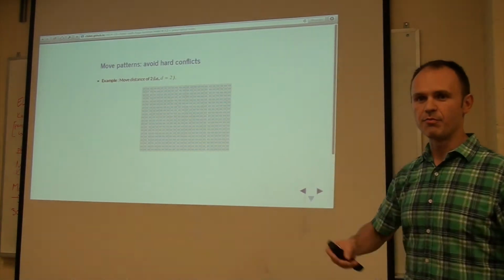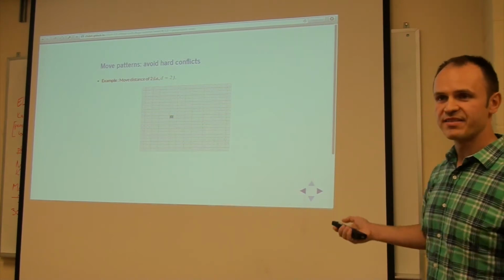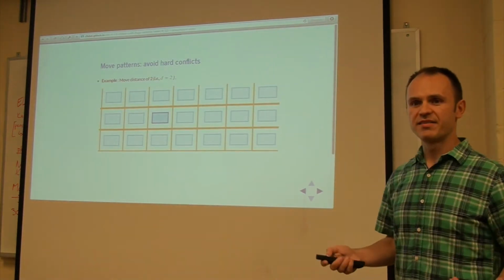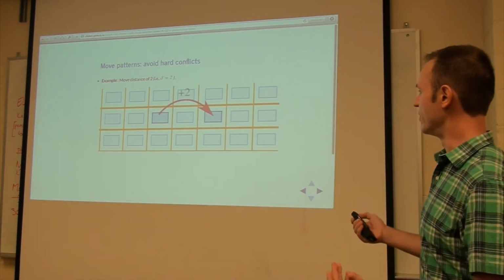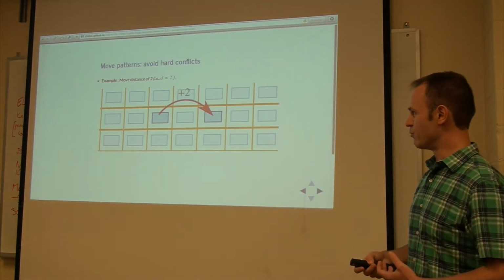Well, let's first start by looking at what a traditional annealer would do. We would randomly select a block in the placement. Then we would randomly select a target position within its vicinity. So in this example, we'll consider a position 2 to the right. And we'll propose that as a move.